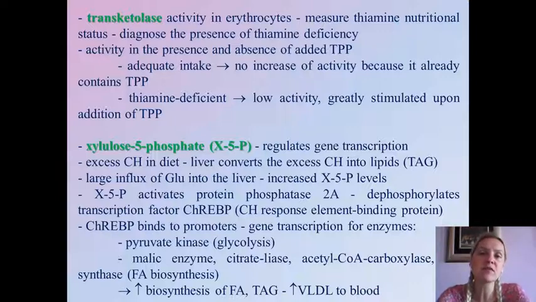So what is going to be the final result of this effect of X5P? It's going to be an increased biosynthesis of fatty acid. Thus, as a consequence, increased biosynthesis of 3-acylglycerol and their subsequent incorporation in VLDL particles in liver and their export into the bloodstream, where an increased level of VLDL can be measured or determined.